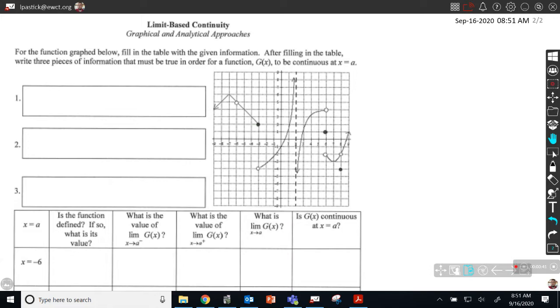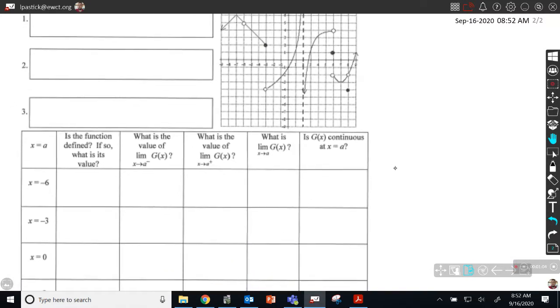So, without further ado, we are on page 57 of the notes, and it says, for the function graph below, fill in the table with the given information. After filling in the table, write the three pieces of information that must be true in order for a function g of x to be continuous at x equals a. So we're looking at continuity at a single point. Let's scroll down and start filling out the table here.